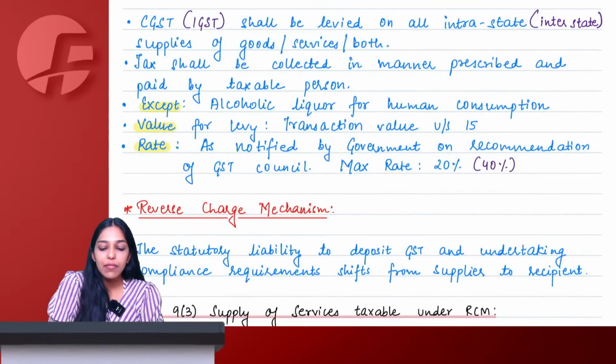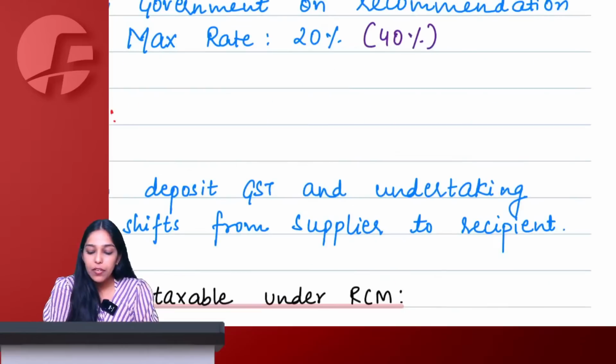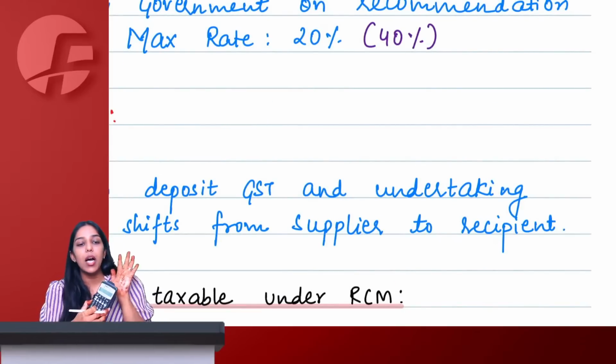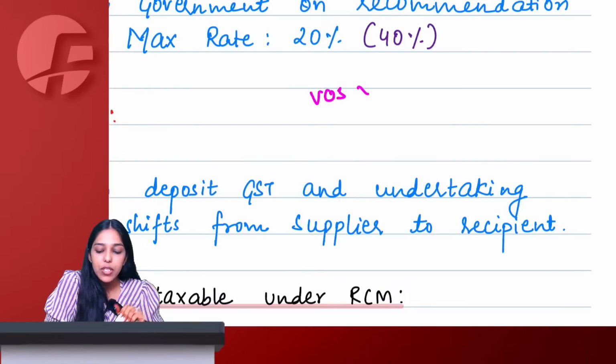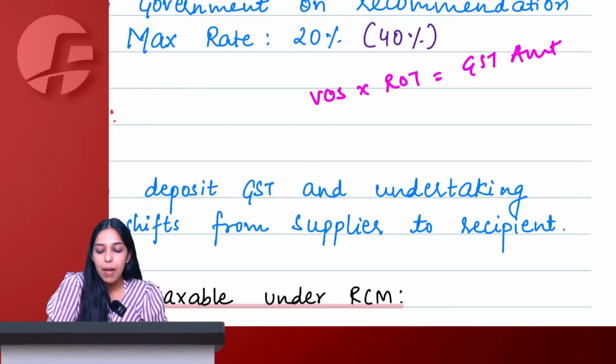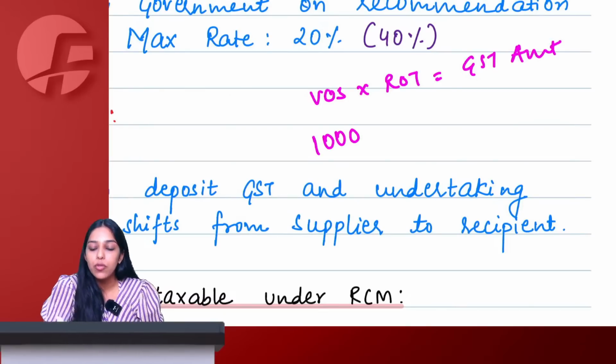Now, how do we arrive at the GST amount? If I want to know what will be the amount of GST on this calculator, what I will do? I will see the value of supply into rate of tax. It will give me the GST amount. So, for example, I sold something worth 1000 rupees, taxable at 18% GST.